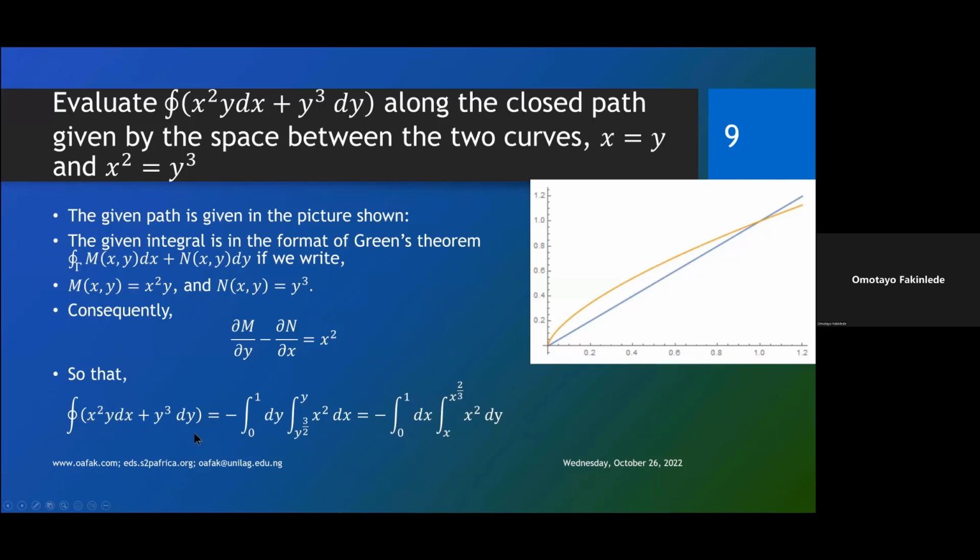So that when you now do this integral, by the time you bring the line integral here, you have that this is the integral from 0 to 1 dy, integral from y to the power 3 over 2 to y of x squared dx. And so there are two integrals here, and this is the key. On one, you integrate along x first, and then you come and integrate along y. The second one, you integrate along y first, then you come and integrate along x.